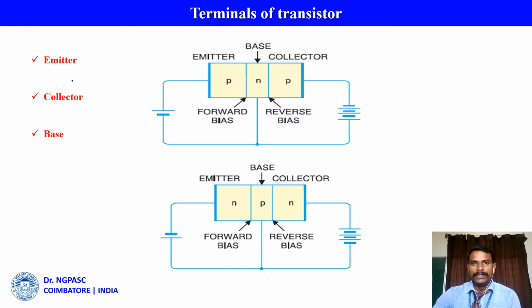Next, the collector. The section on the other side that collects the charges is called the collector. The collector is always reverse biased with respect to the base. Its function is to remove charges from its junction with the base. The p-type collector of a PNP transistor is reverse biased and receives the holes that flow in the output circuit. Similarly, the n-type collector of an NPN transistor is reverse biased and receives the electrons.